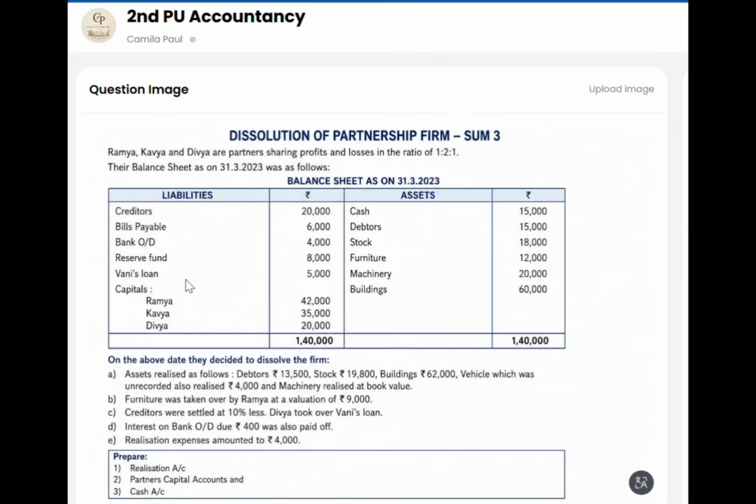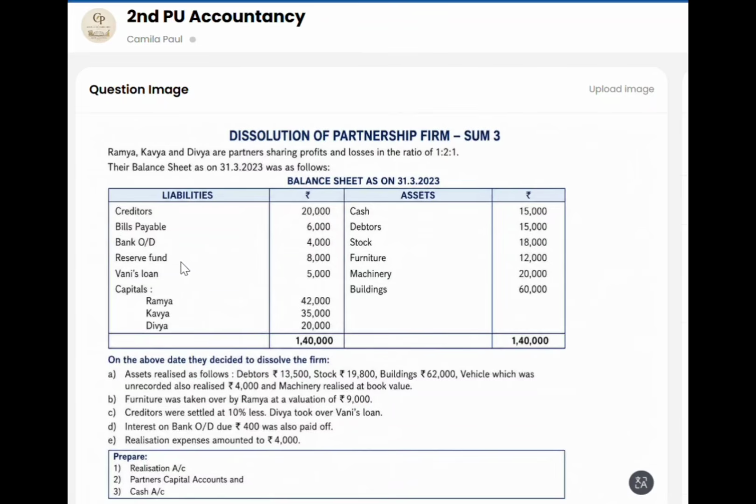Next, on the liability side, we have to take only the external liabilities, which have to be closed in the realization account on the credit side. The external liabilities here are creditors, bills payable, bank overdraft, and Vani's loan. As Vani is not a partner, Vani's loan is called an external liability. So these liabilities have to be recorded on the credit side of the realization account to close the external liabilities, and they have to be paid off or taken over by the partners.